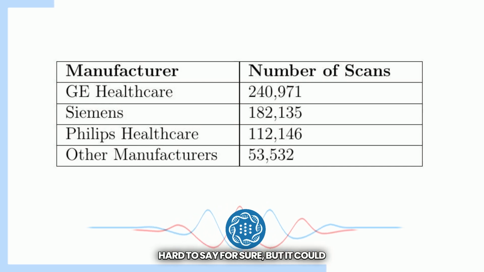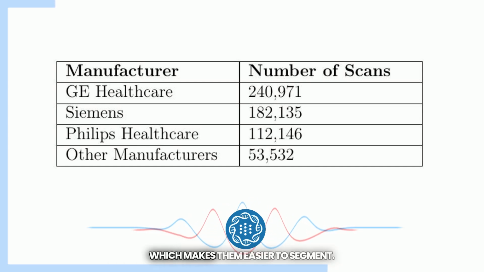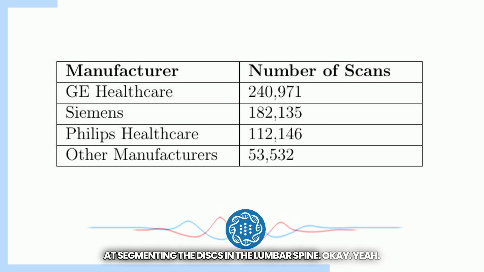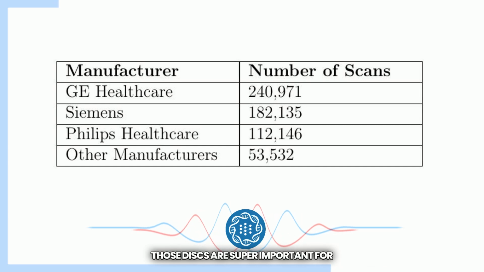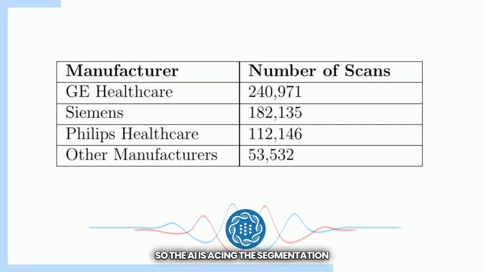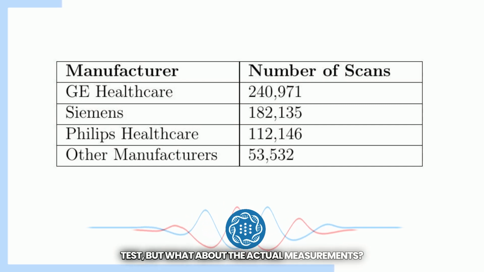Hard to say for sure, but it could be that the lumbar vertebrae are generally larger, which makes them easier to segment. Also, they mentioned that the AI was really good at segmenting the discs in the lumbar spine. Okay, yeah, those discs are super important for measuring things like disc height, right? Exactly. So the AI is acing the segmentation test, but what about the actual measurements?